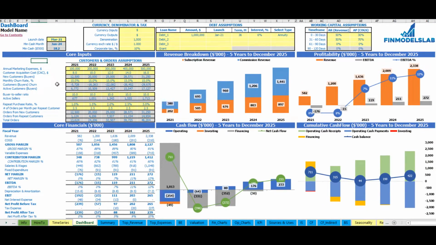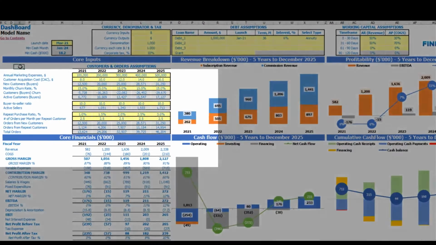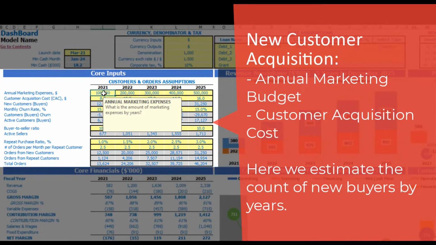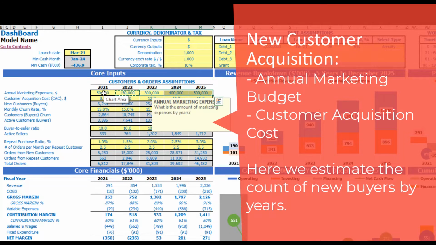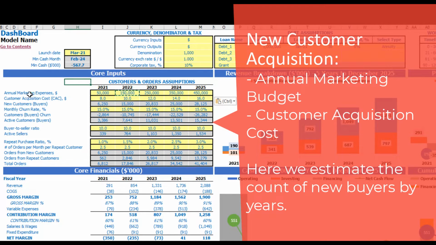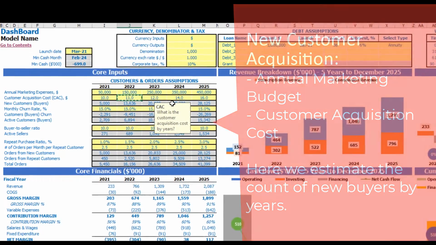So let's start from core inputs. First of all, you should set up the annual marketing expenses by years. It can be, for example, 50,000 with growth of $100,000 each next year. This is a main driver, because using these marketing expenses and customer acquisition cost, we are generating new customers or buyers, which is the driver of the business. So after we set up these annual marketing expenses, we should set up the customer acquisition cost by years. It can be $10 per customer and additionally $1 each next year.